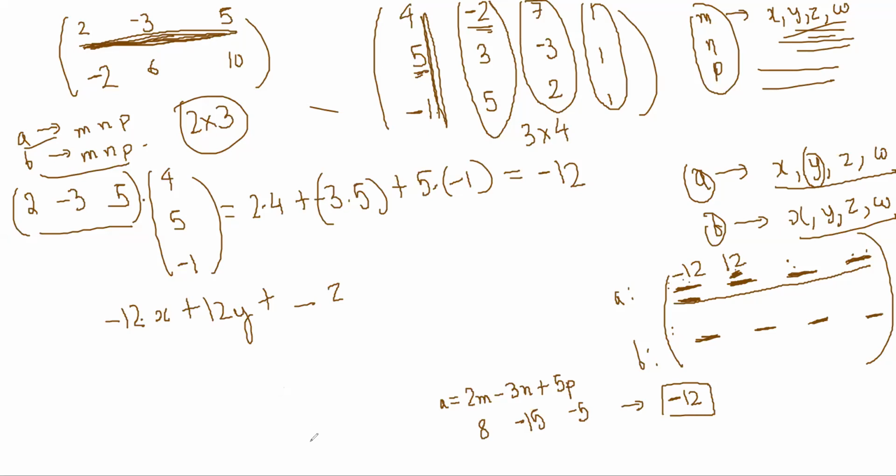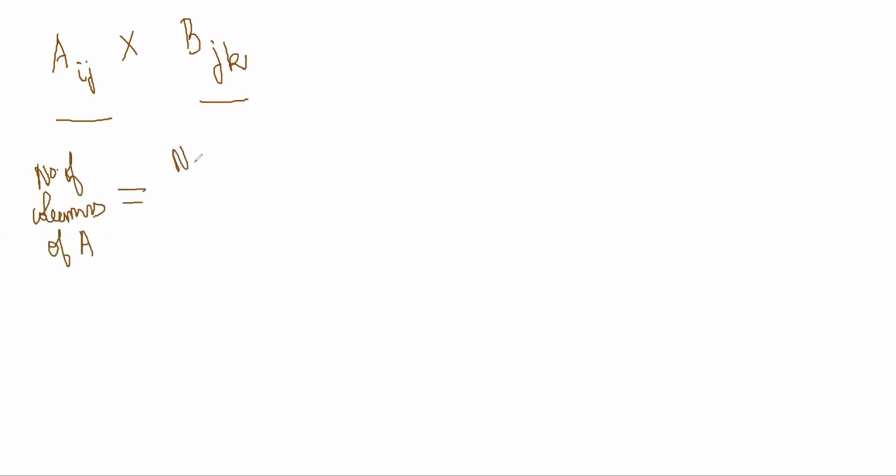And how do you multiply? You can write it like this: Aij cross Bjk. You have to multiply these two matrices, and multiplication is defined only when the number of columns of A matches the number of rows of B. Then only it is defined. So this J and J must match, right?